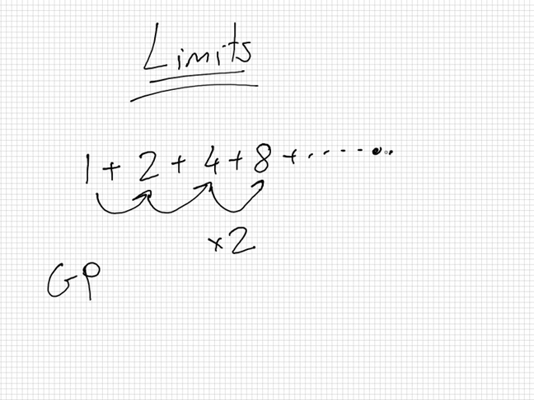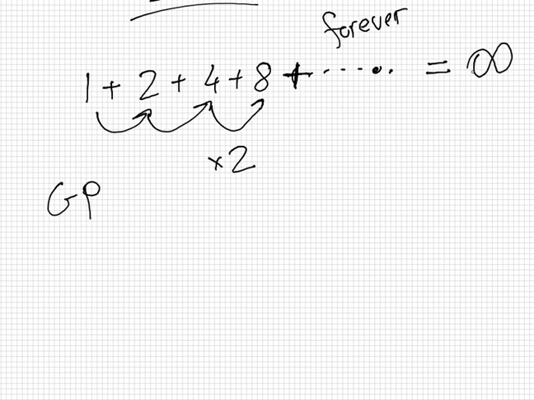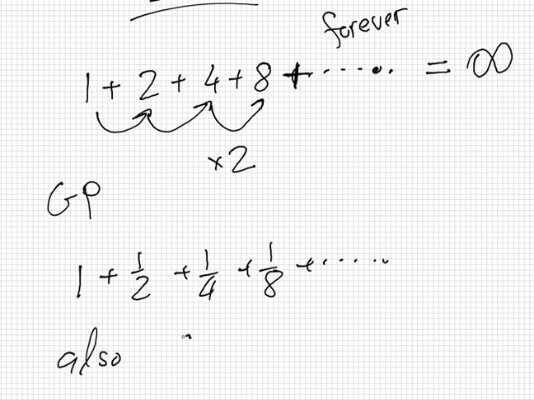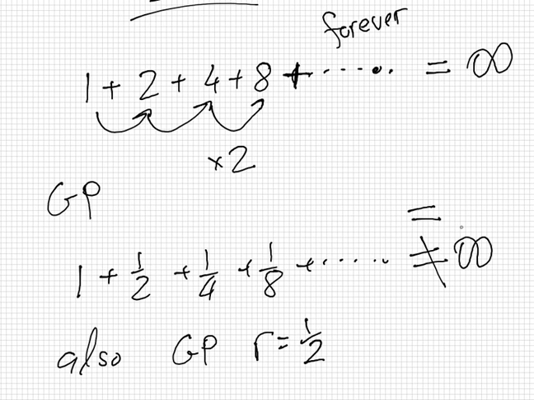Now if I continue to add forever, what answer will I get? Infinity. But this is not always the case. If you look here, if I do 1 plus a half plus a quarter plus an eighth, this sequence is also geometric, but the r is what? Who can see the r? 1 over 2. Now this is actually not infinity. It's convergent. Convergent to what? 2.